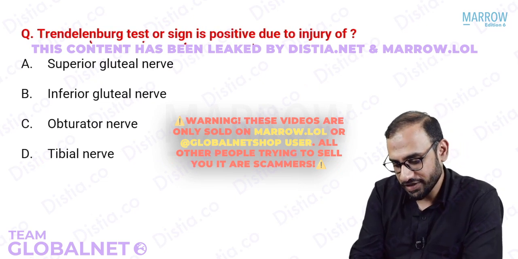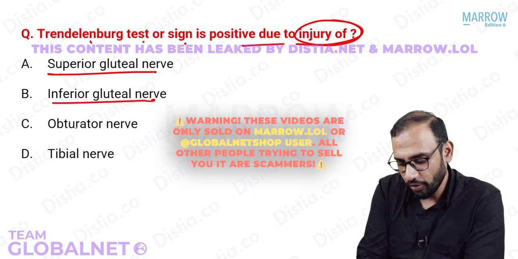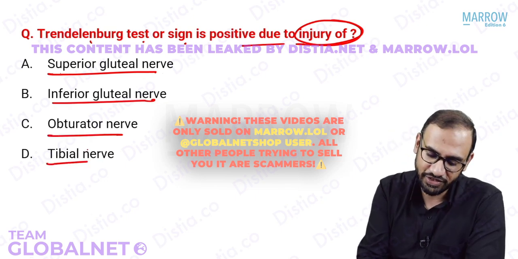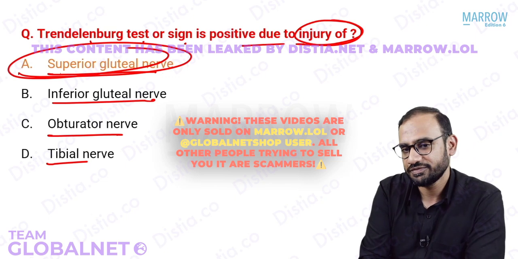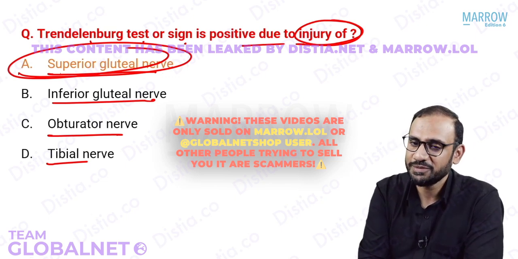Trendelenburg test or sign is positive due to the injury of superior gluteal nerve, inferior gluteal nerve, obturator nerve, or tibial nerve. The answer is very straightforward. Superior gluteal nerve, because it supplies the gluteus medius and minimus, which are the principal abductors of the hip.